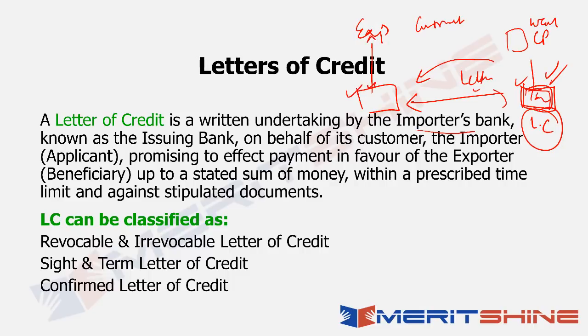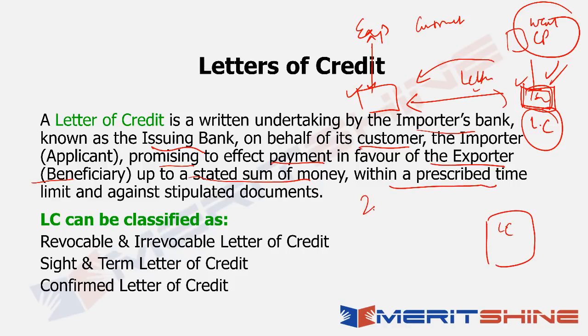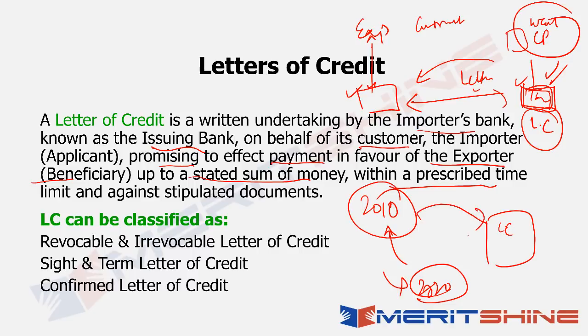It is an undertaking by the importer's bank, known as the issuing bank, on behalf of its customer, the importer, promising to effect payment in favor of the exporter, the beneficiary, up to the stated sum of money within a prescribed time. The LC will always have an expiry period. It does not mean that in 2010 you make a contract and in 2020 you say, "Now I think the prices have gone rock bottom, so today I will export to you." No, it is within a prescribed time limit against the stipulated documents.